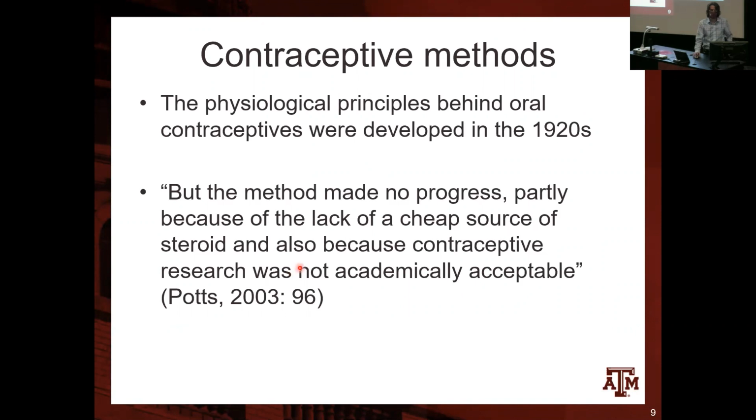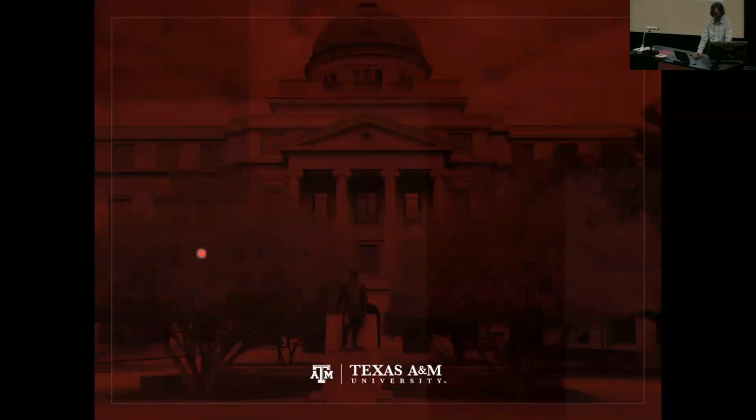The physiological principles behind oral contraceptives were actually developed since the 1920s. But the method made no progress, partly because of the lack of a cheap source of steroid, and also because contraceptive research was not academically acceptable. So a lot of these cultural barriers had to be overcome, and even more, technological advances were not available at that time.